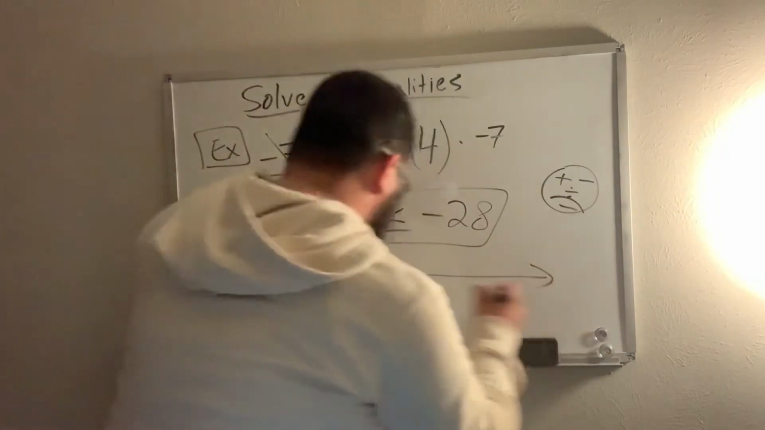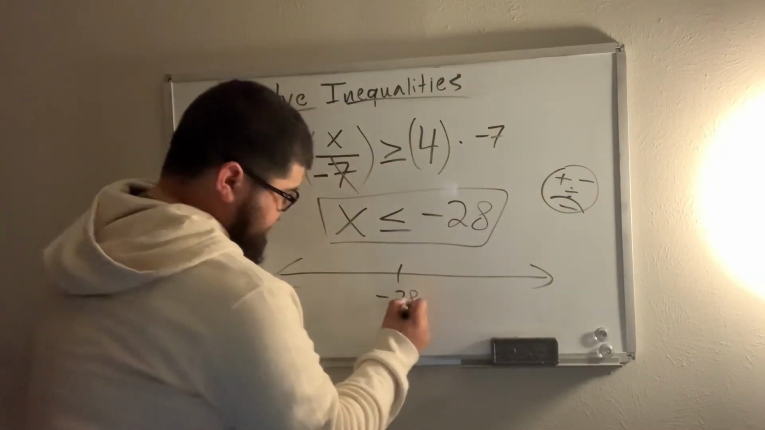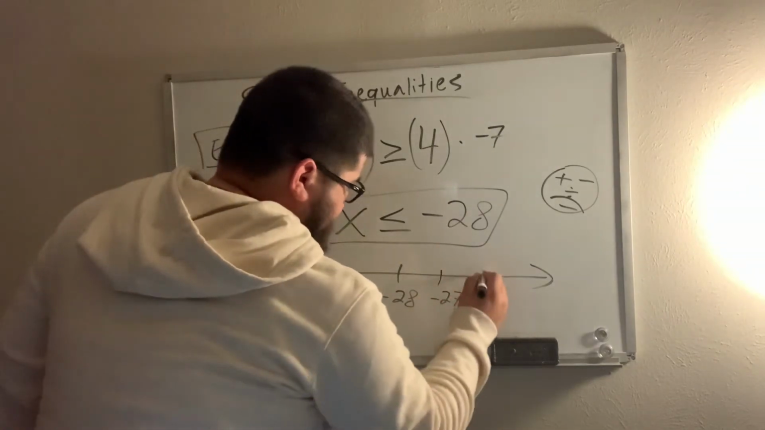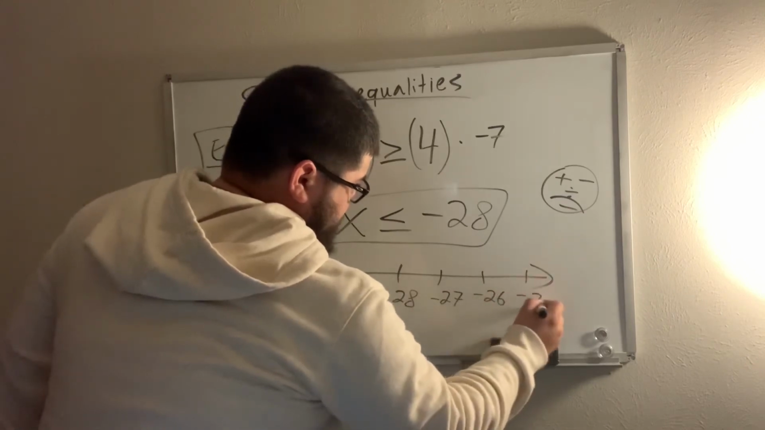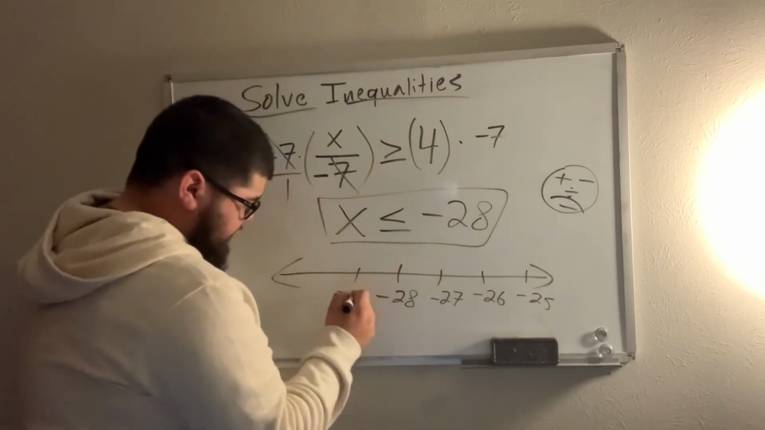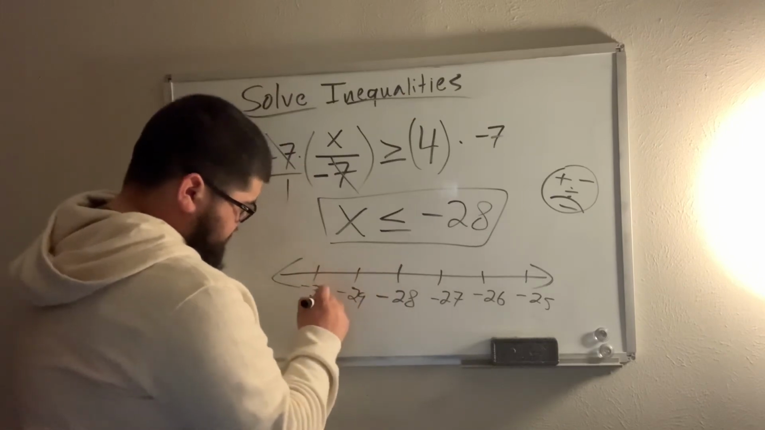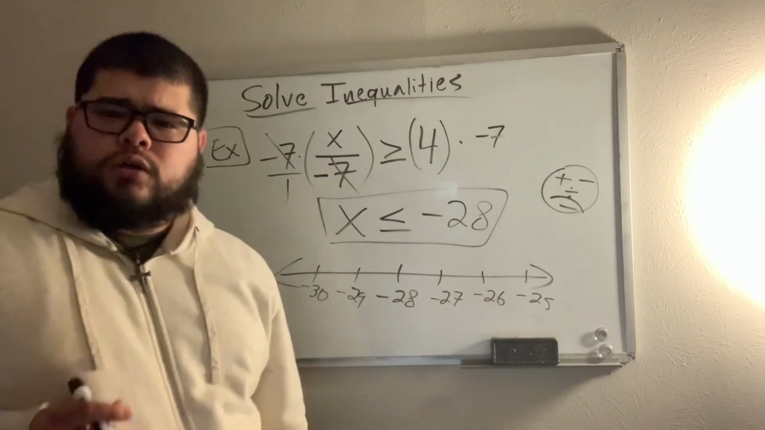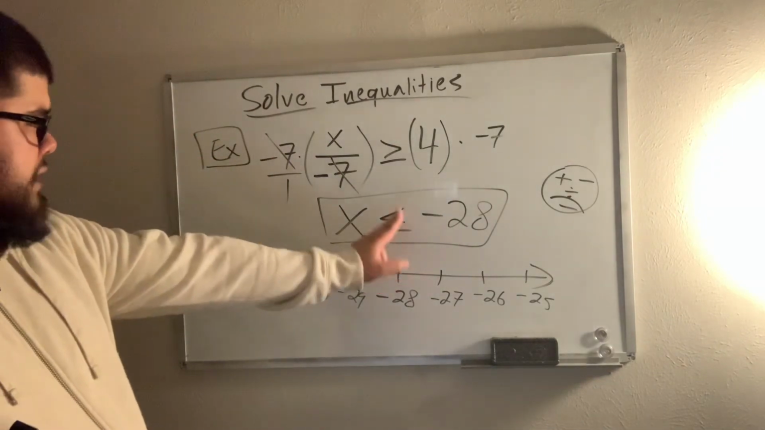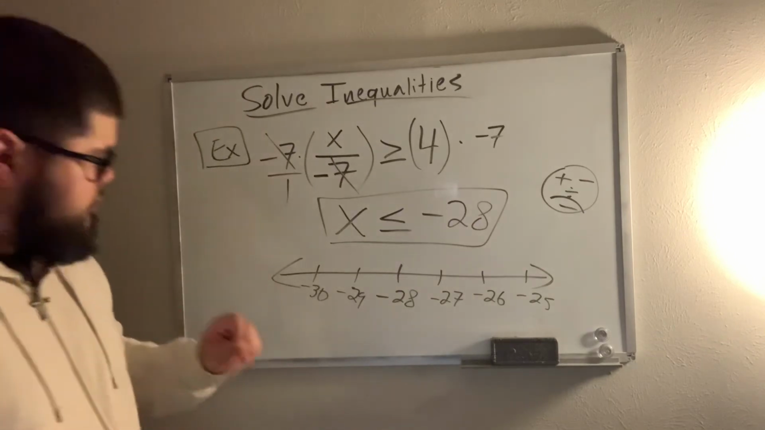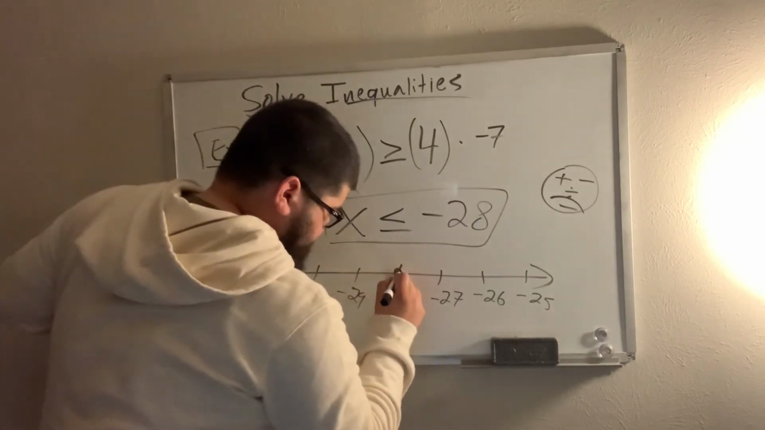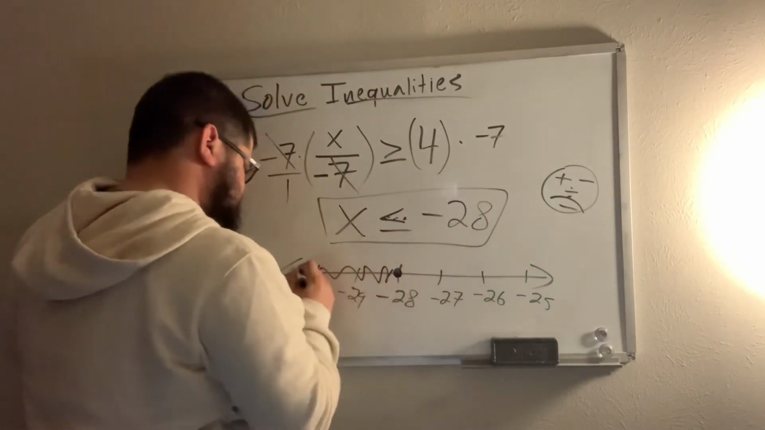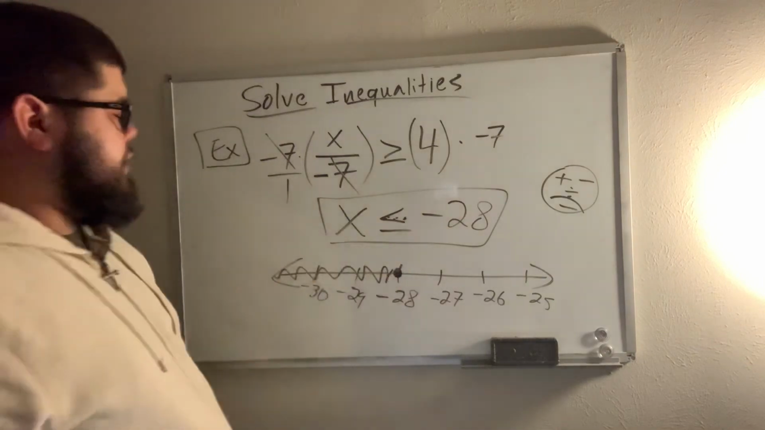Draw our number line solution. Notice how we're getting faster at these, right? Negative 28, negative 27, negative 26, negative 25. To the left is negative 29, negative 30, okay? Now, open or closed circle? That's what you got to ask yourself. Less than or equal? Closed. Which way is it pointing? Left, shade this way. Negative 29 is less than or equal to negative 28.